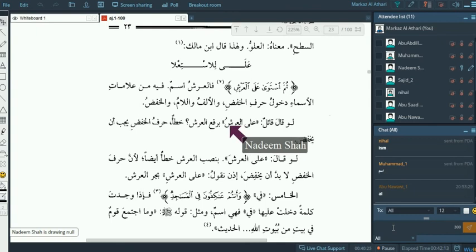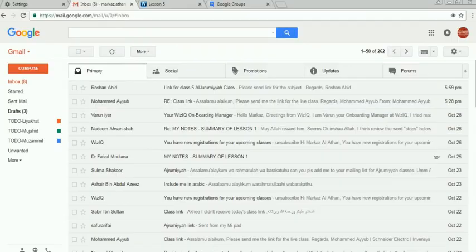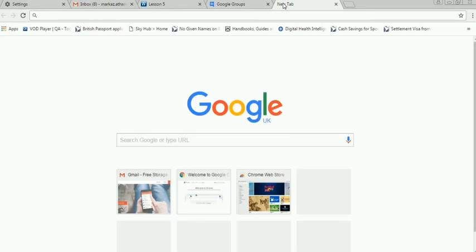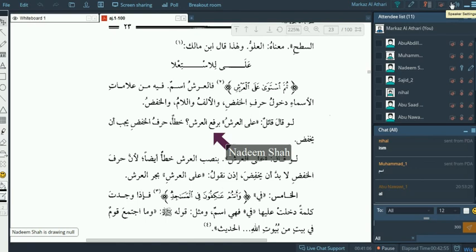Shaykh says, if somebody was to say وَلَوْ قَالَ قَائِلٌ عَلَى الْعَرْشُ, with a dhamma, this is called rafa'. Rafa' al-arsh, meaning putting a dhamma on the word arsh, as opposed to khafd al-arsh, putting a kasra on it. That would be wrong, because the word that has harf al-khafd has to have a khafd after it. يجب أن يخفض. لو قال على العرش, nasb al-arsh, nasb refers to fatha.